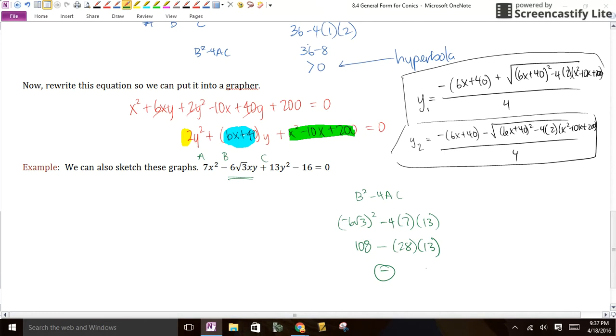And a negative number means that you are less than 0, which according to the ELIPSE test, that means we are doing an ellipse. So there you go. We know it's an ellipse. So that's nice to know. We also know it's a rotated ellipse.